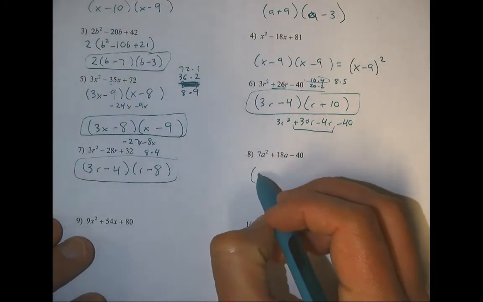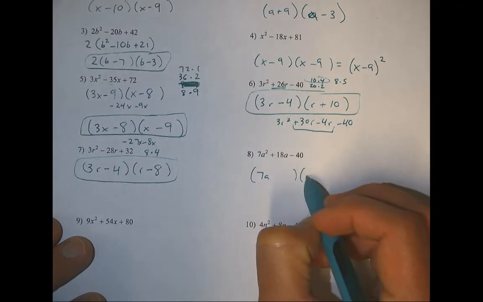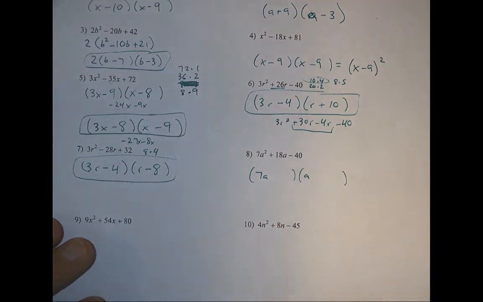All right, with a 7, again, a little bit easier because 7 can only be broken down into 7 times 1.